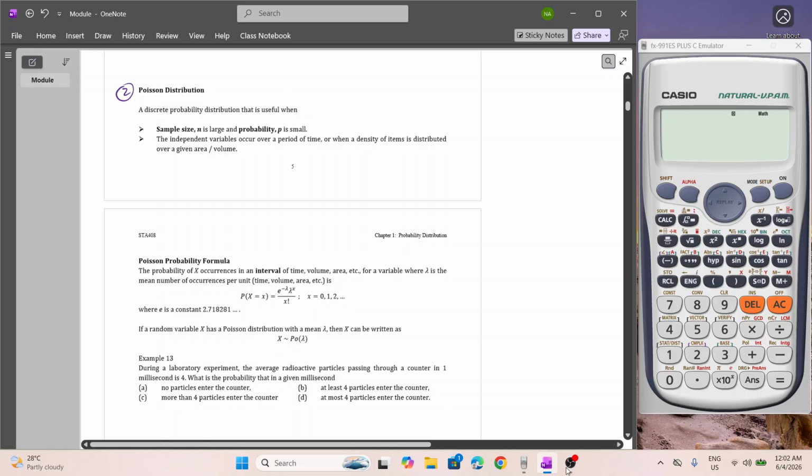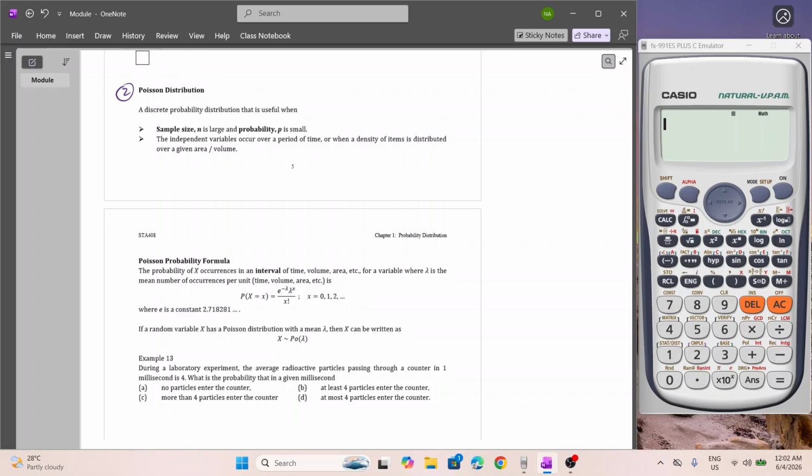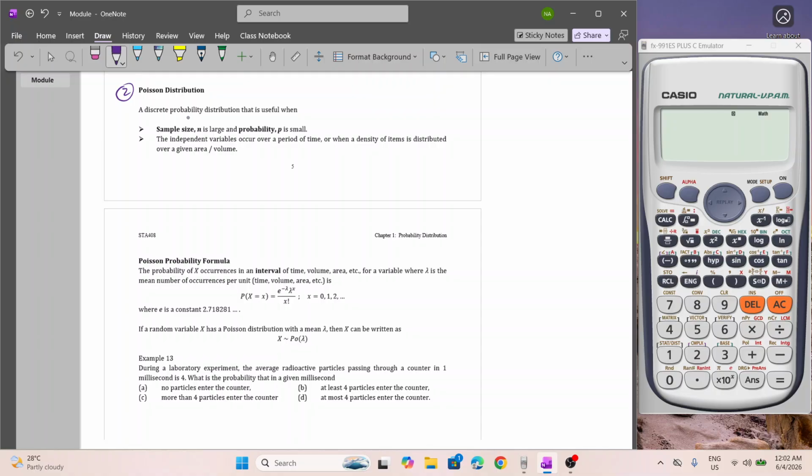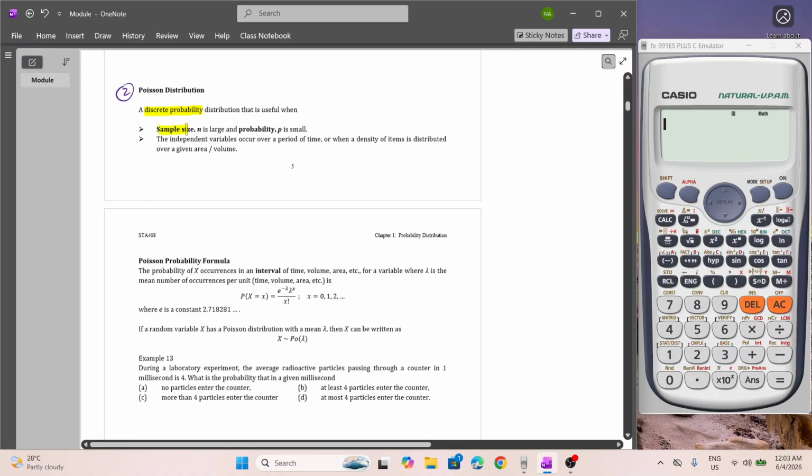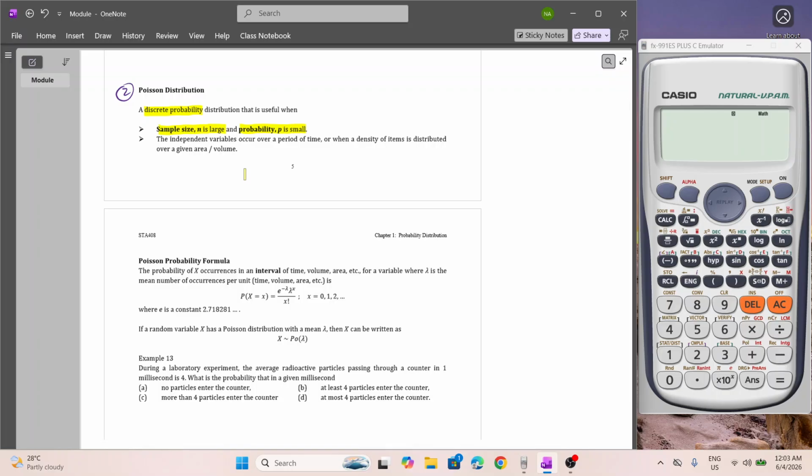All right. Hi, everyone. So today we are going to continue our discussion on the next subtopic, which is the Poisson distribution. So class, the Poisson distribution is another distribution or a technique that we can use when we want to find the probability of a discrete random variable. Okay, and it is used when the sample size is large and when the probability of success, which is the p, is small.